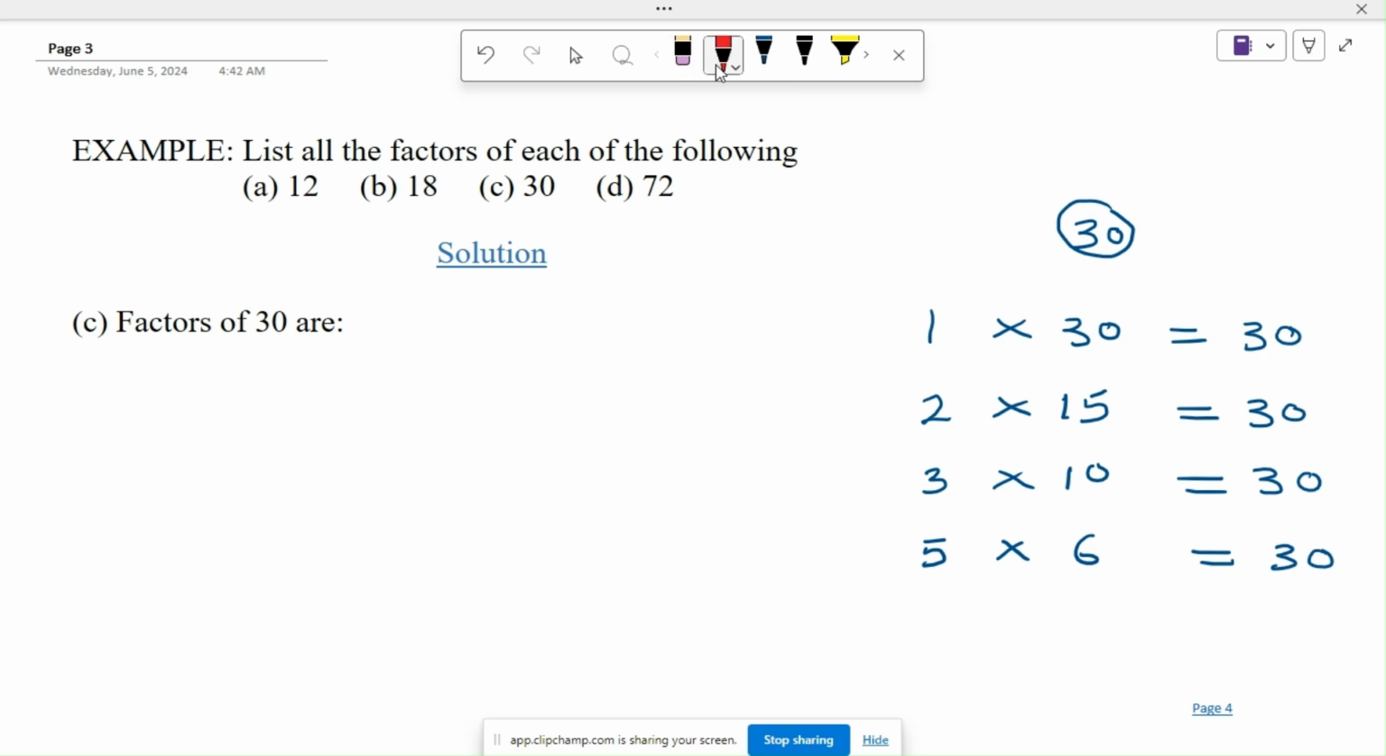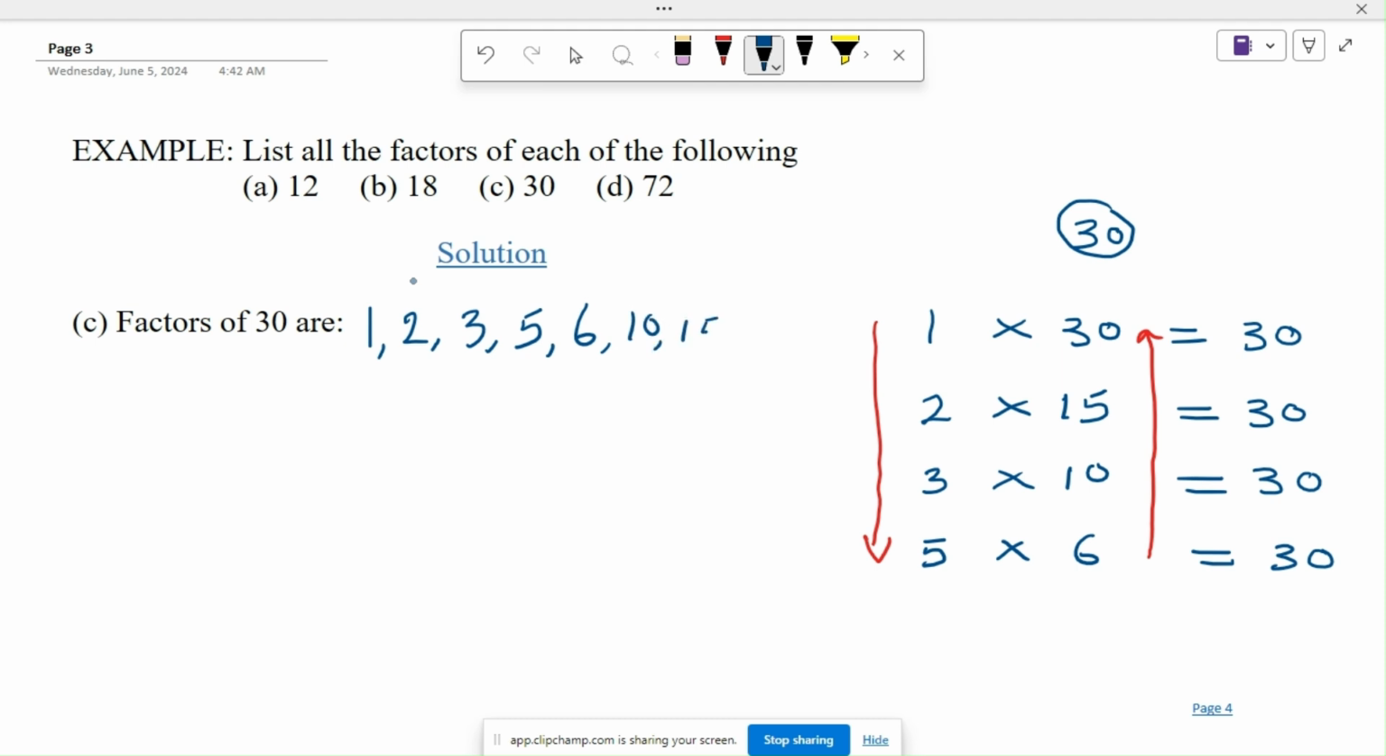So we list the numbers this way so that we don't miss out anyone. Right? Then we have the numbers as 1, 2, 3, 5, then we have 6, we have 10, we have 15, and we have 30. So these are all the factors of 30.